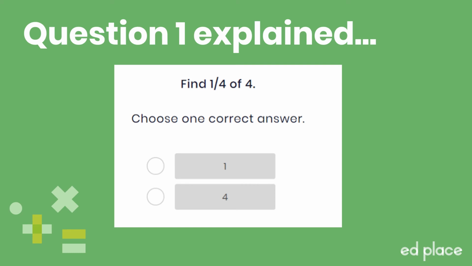Let's look back at some of the questions you've just completed. Question 1 asks us to find 1/4 of 4. 1/4 has 4 as the denominator, so this is what we divide by. 4 divided by 4 is 1. So we can say that 1/4 of 4 is 1. Well done if you got this one correct, as that means you've understood what a fraction of an amount means.